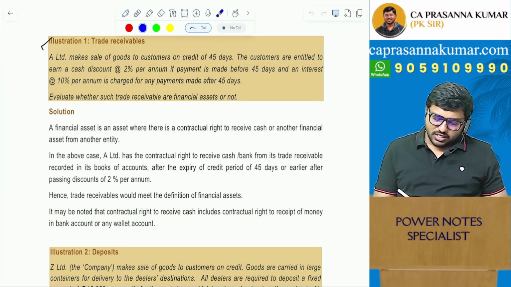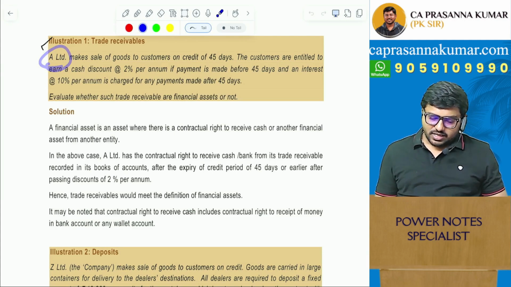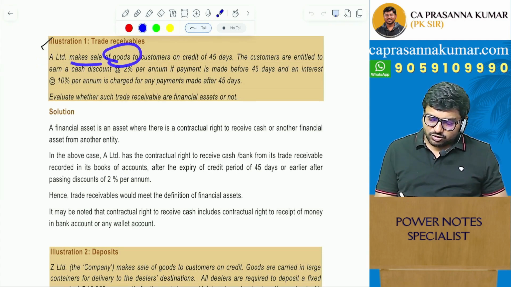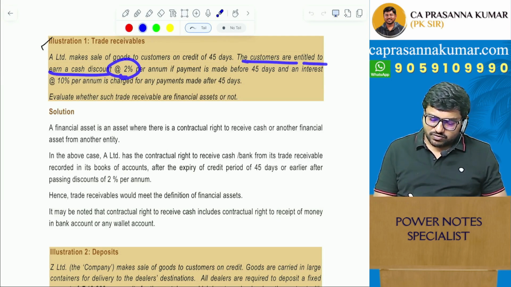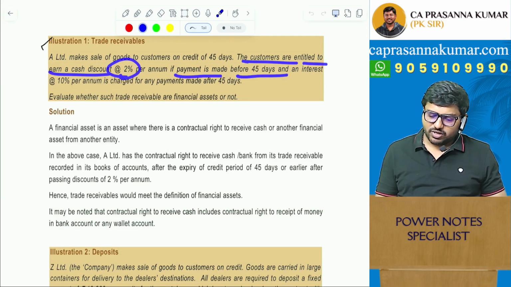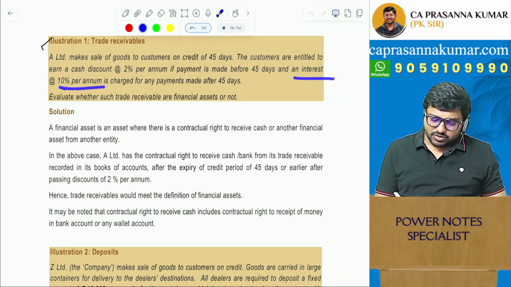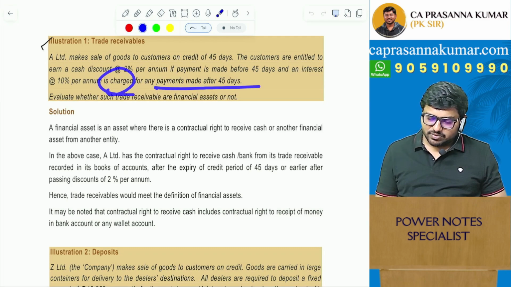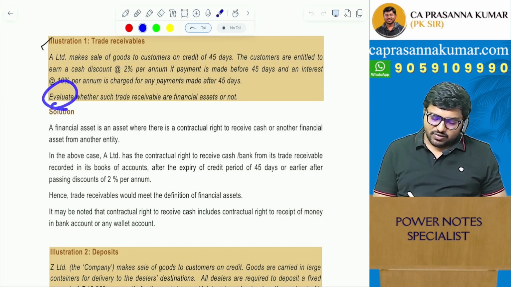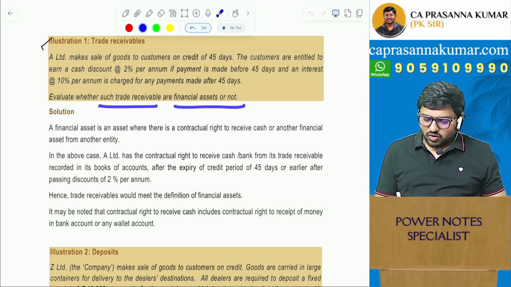Okay. First one. A Limited makes sale of goods to customers on credit of 45 days. The customers are entitled to earn a cash discount of 2% per annum if the payment is made before 45 days, and an interest of 10% per annum is charged for any payments made after 45 days. Evaluate whether such trade receivables are financial assets or not.